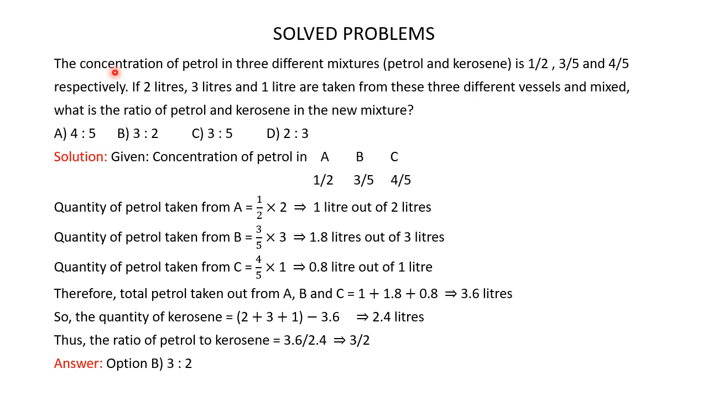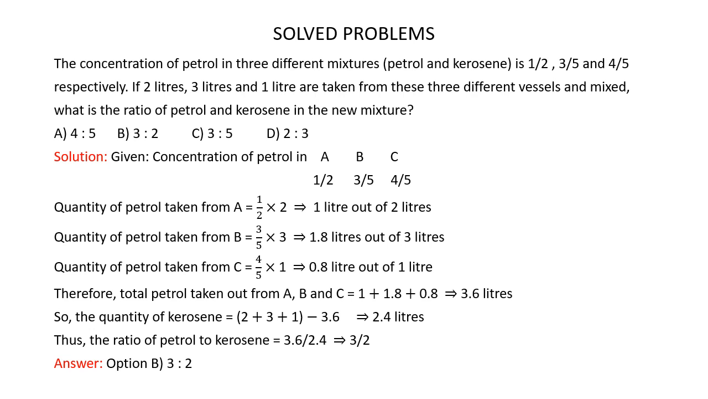The concentration of petrol in 3 different mixtures of petrol and kerosene is 1 by 2, 3 by 5 and 4 by 5 respectively. If 2 liters, 3 liters and 1 liter are taken from these 3 different vessels and mixed, what is the ratio of petrol and kerosene in the new mixture? You are given 4 options and you have to find out which of these options is the correct one.